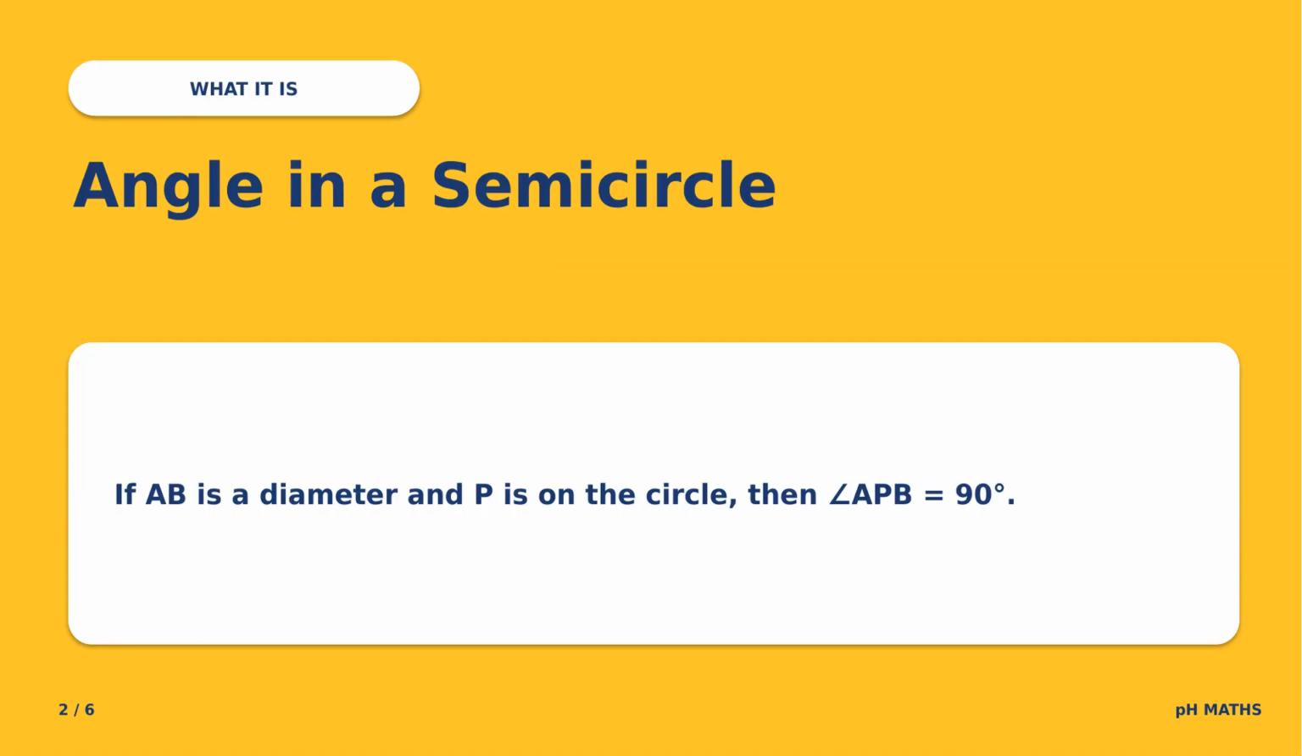Definition. If A and B are the two endpoints of a diameter and P is any other point on the circle, then the angle APB is a right angle, 90 degrees every single time. No exceptions, no special cases. Every triangle drawn from a diameter to a point on the circle has a right angle at that point.